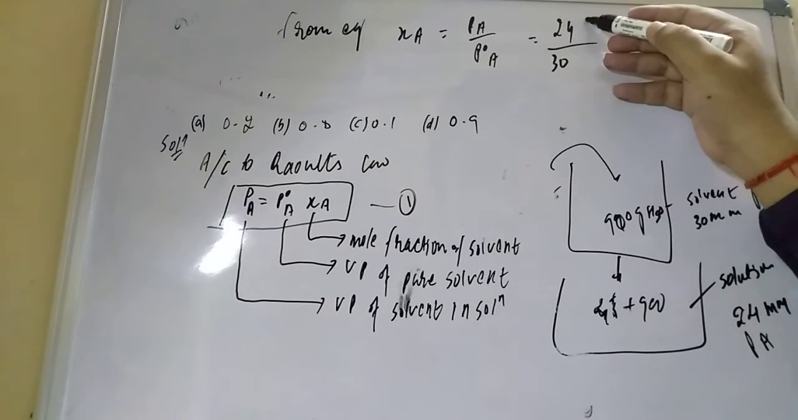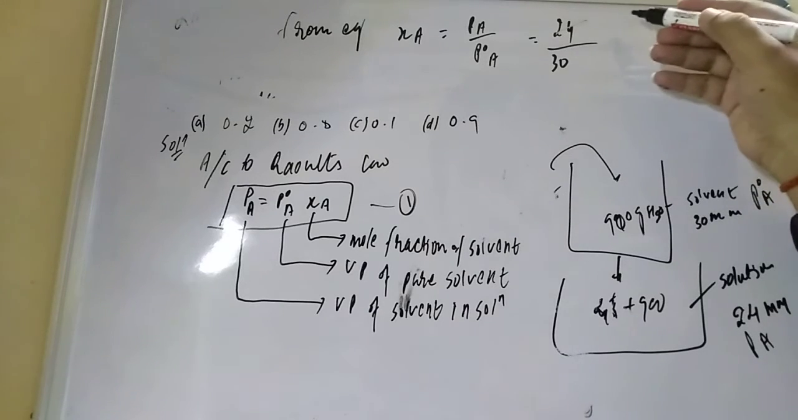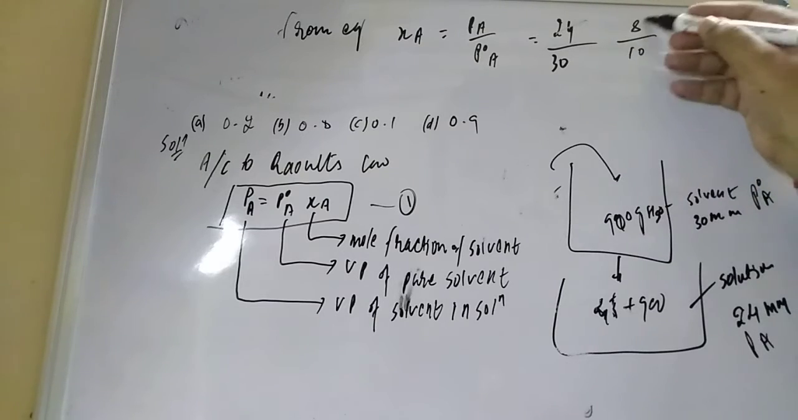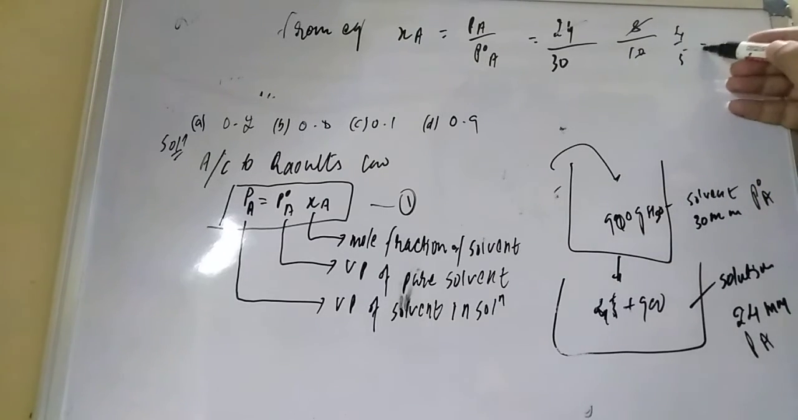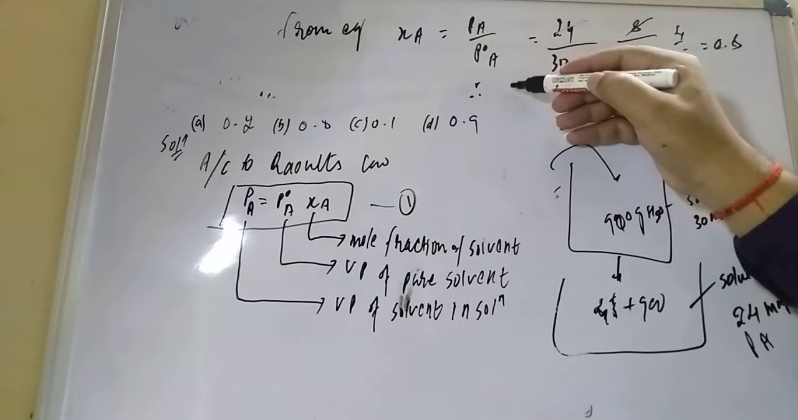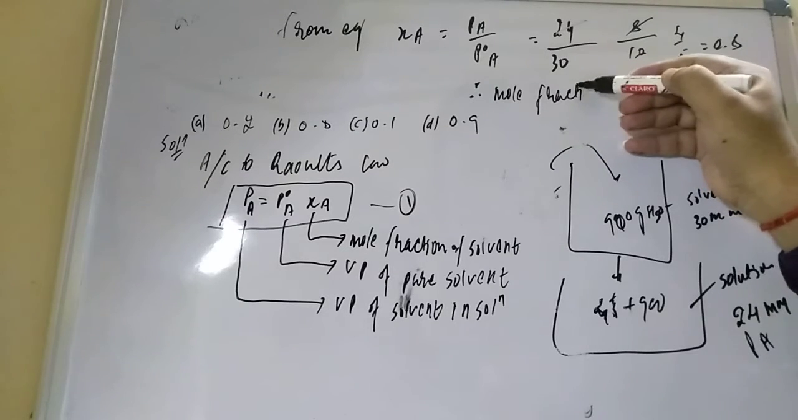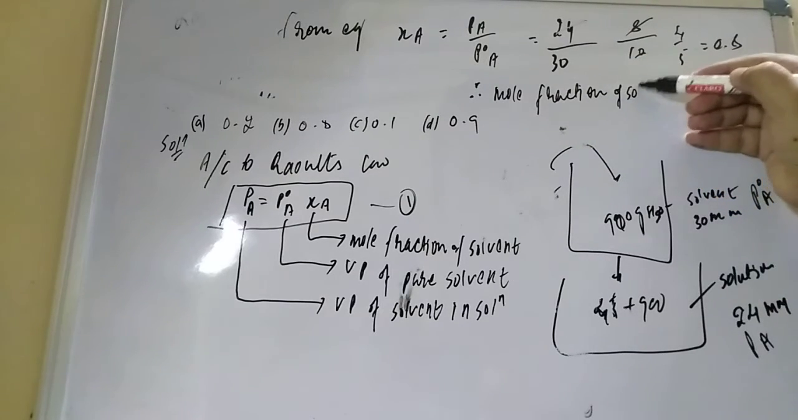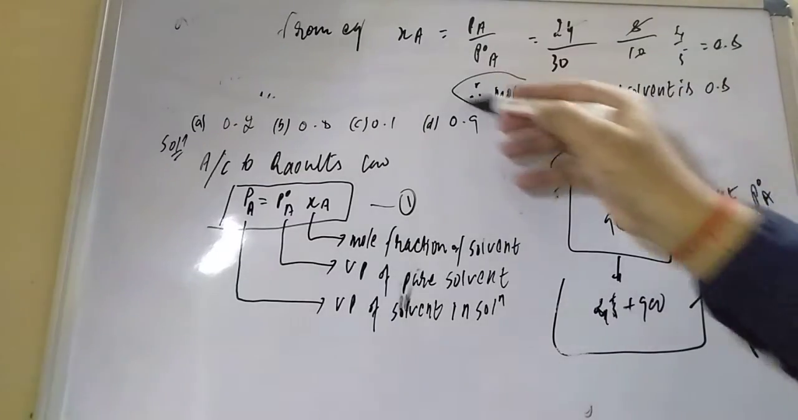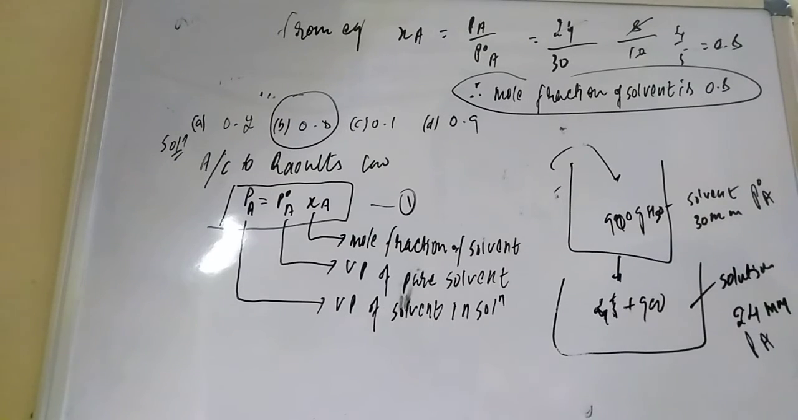You can divide by 2, and you can divide by 3 also. So 8 by 10, that is 4 by 5. How much is coming? 0.8. So the mole fraction of solvent is 0.8. This is a very simple problem. This is our answer, so option number B is the correct answer. Thank you so much for watching, friends.